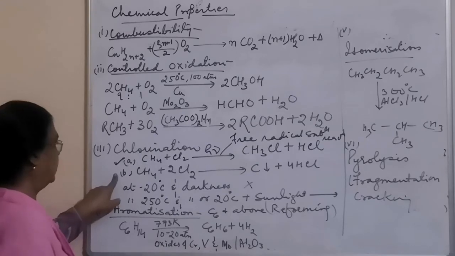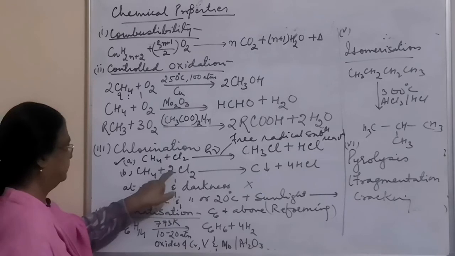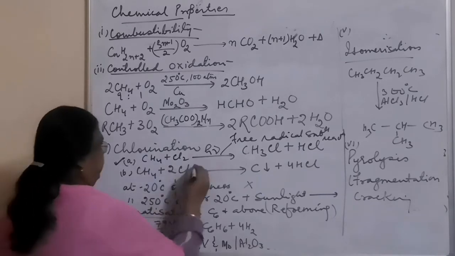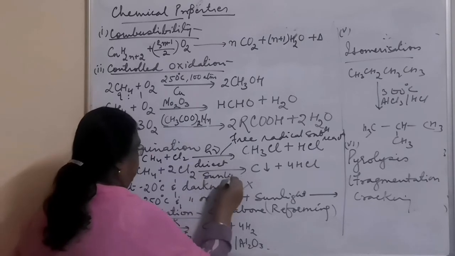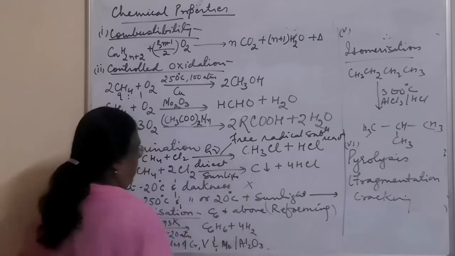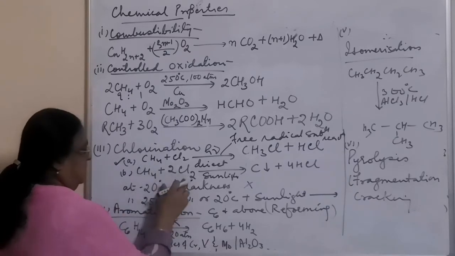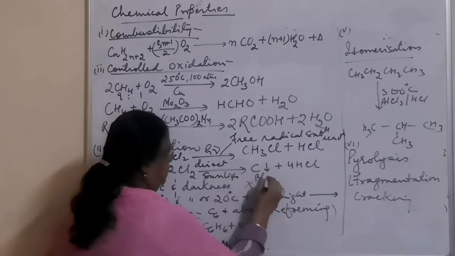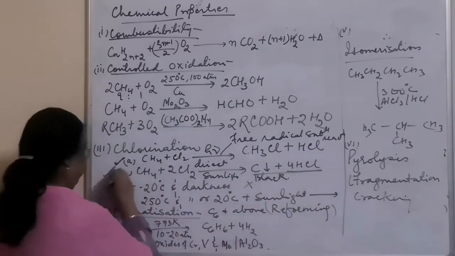Second kind of reaction is when methane is taken with chlorine in direct sunlight, then carbon is formed, black in color. These are gases, colorless and colored gas, and here we get a black residue. And this reaction is explosive.